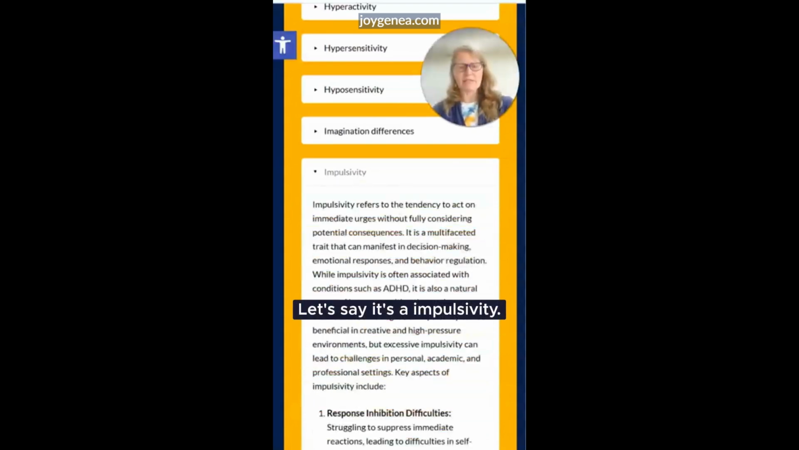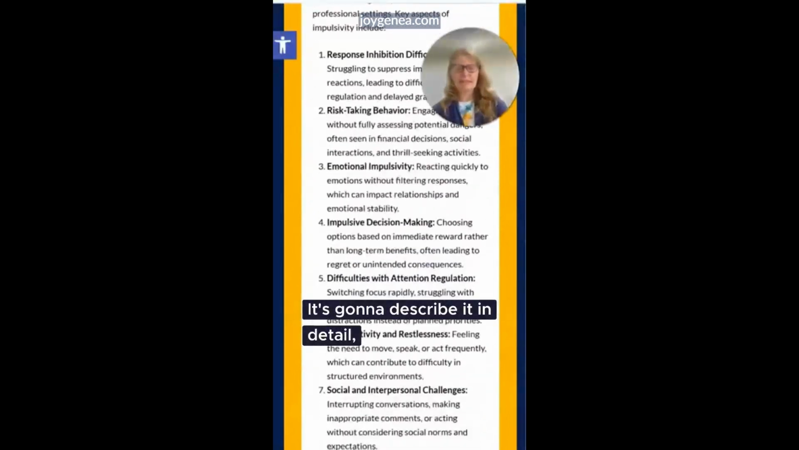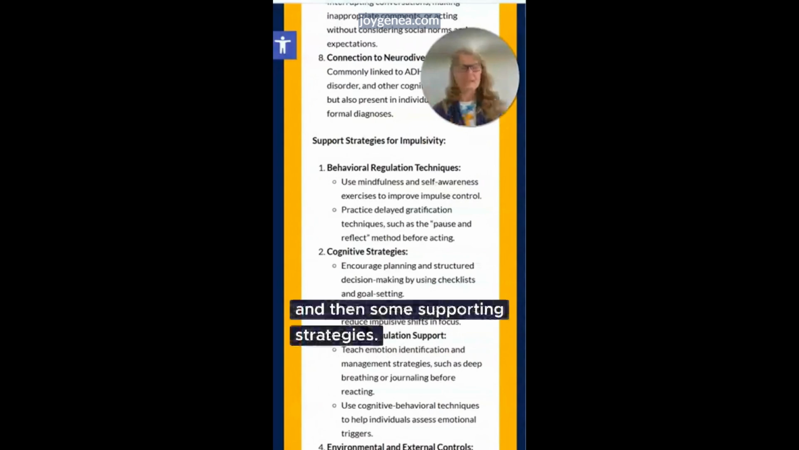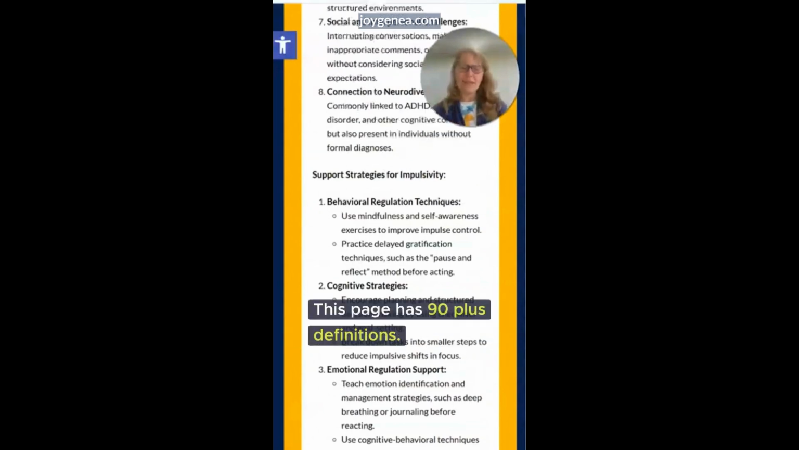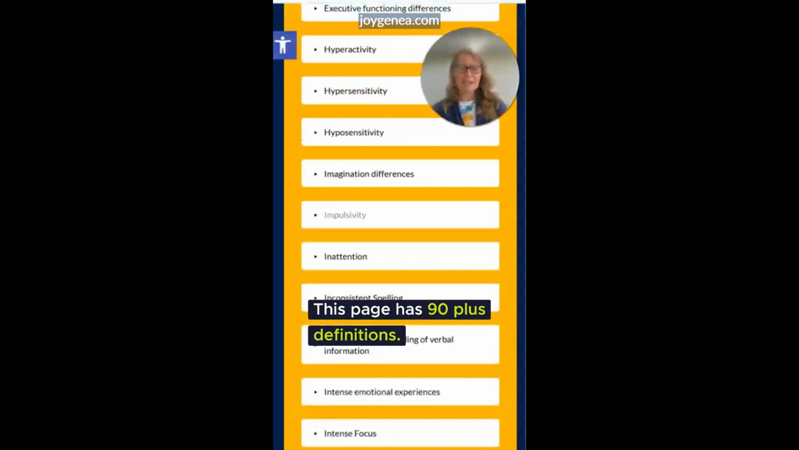Let's say it's impulsivity. Let's learn more about that. It's going to describe it in detail. Then it's going to go into how that might present in the world, and then some supporting strategies. This page has 900 plus definitions. So I strongly encourage you to check out the link down below or around, explore these traits, learn more about yourself, because that is where the success lies.